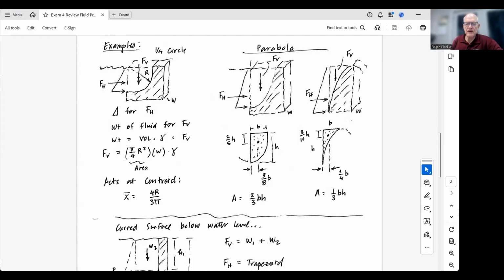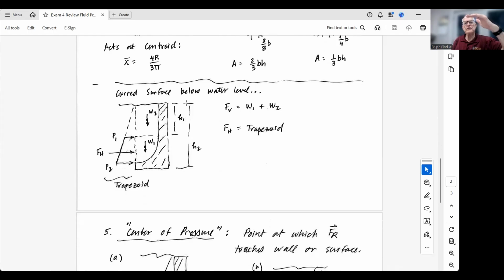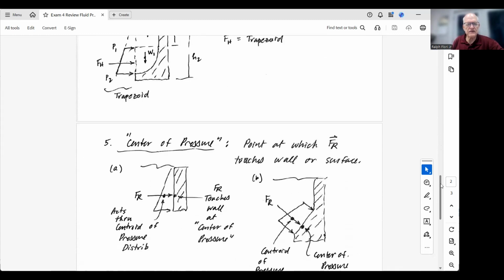If you have a parabola that looks like this, it's called the spandrel. Then you have the same F horizontal, but now the F vertical is the weight of the volume of this fluid. And the area of the spandrel is 1/3 base times height times the width into the board times gamma. If you have a general curved surface that's below the water level, and you're looking for a force just on this curved surface, then the F horizontal is a trapezoid, but the weight above it is W1 plus W2. Later, we'll work an example like this.